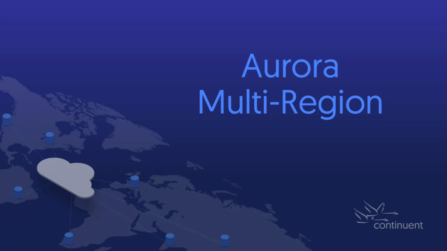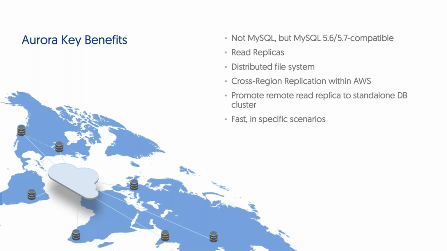So let's talk a little bit about Aurora Multi-Region. First, when we talk about Aurora, what really are the key benefits? Well, Aurora is not MySQL. It's built from MySQL, but it is made to be MySQL 5.6 and to some extent 5.7 compatible. So it's a fully MySQL compatible database. Now on 5.7, there may be a couple things not implemented in Aurora, but as far as basic day-to-day stuff, it's compatible.